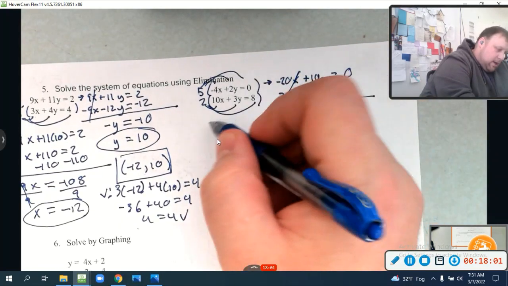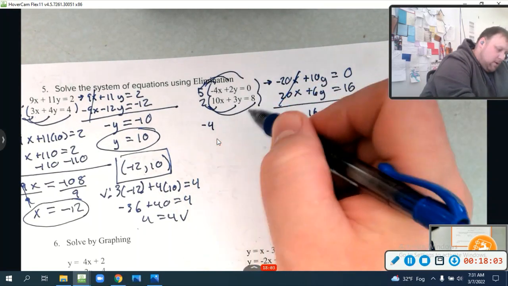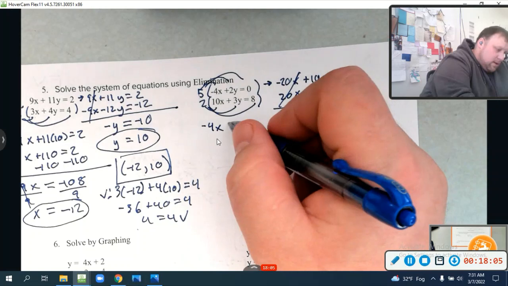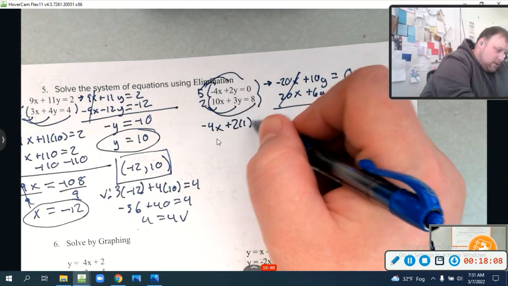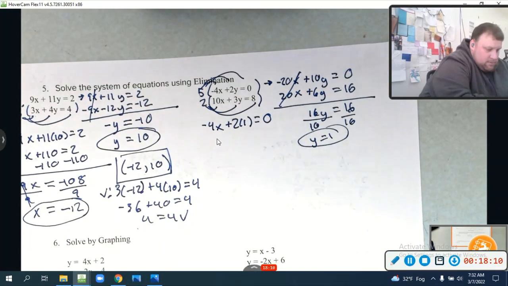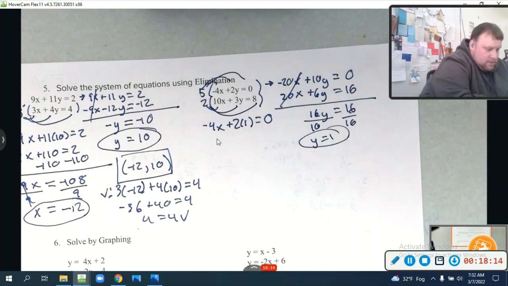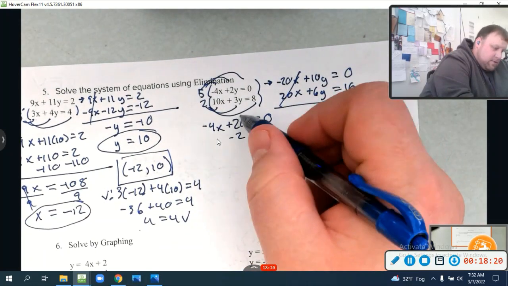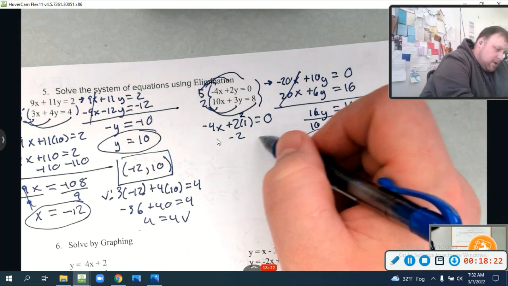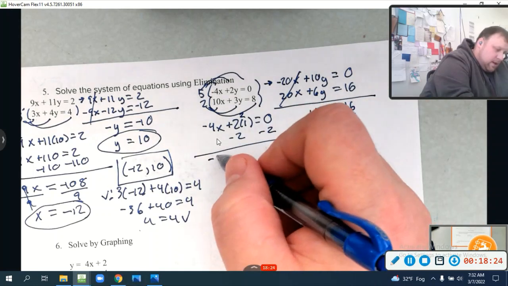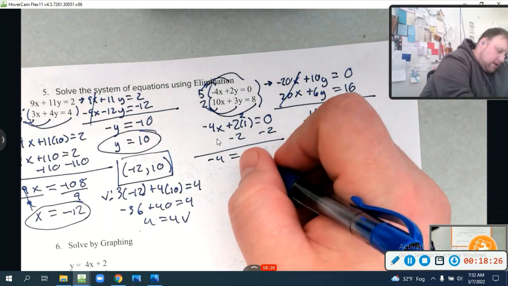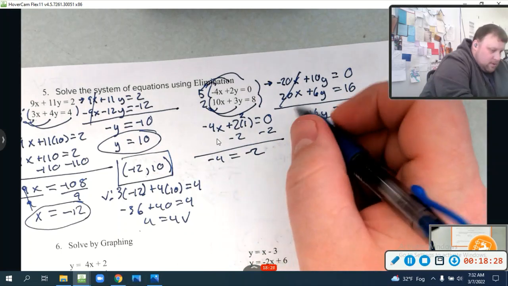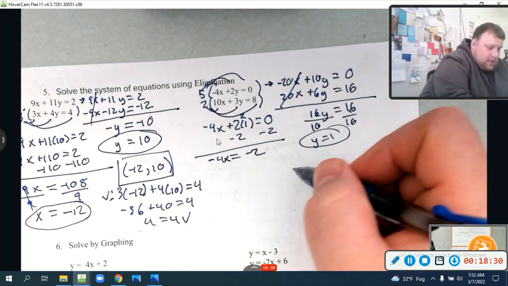Okay, let's go back here. We're going to have negative 4x plus 2 times 1 should equal 0. Good times. So, I'm going to subtract 2 from both sides. That's 2, by the way. We all know that. It's 2. So I'm going to subtract 2 from both sides. I get negative 4x, excuse me, equals negative 2.